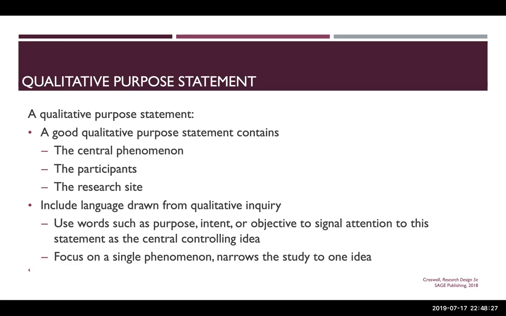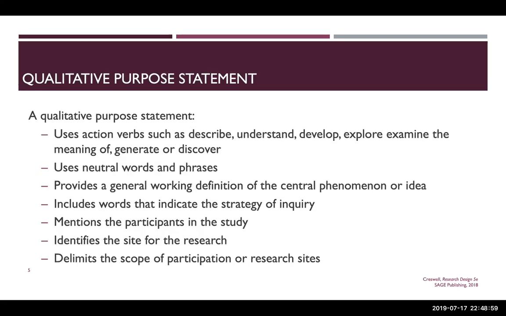It may not be specifically where the research is being done because you want to be careful of participant confidentiality, but it gives some idea of where the research was done. Usually qualitative purpose statements are going to have words like purpose, intent, objective in there to indicate the qualitative nature of the study. And usually they focus on one phenomenon so that they can get a very robust exploration of that phenomenon. Action verbs include describe, understand, develop, explore, examine, the meaning of, generate, or discover. Those are all words that you might see in a purpose statement.